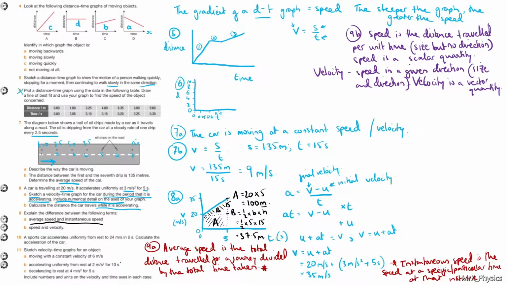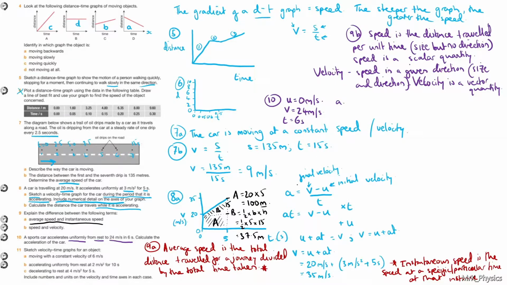10 here says calculate the acceleration of the car. It accelerates uniformly, meaning at a constant rate, from rest to 24 meters per second in 6 seconds. Let's just jot down our key data here. This is 10. We're told that there is a constant acceleration. We're told it's starting from rest, so our initial velocity is 0 meters per second. The final velocity is 24 meters per second, that's what it gets to. The time is 6 seconds. We're trying to find the acceleration.